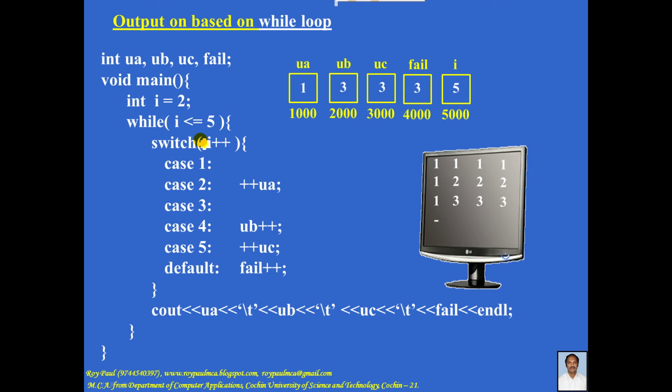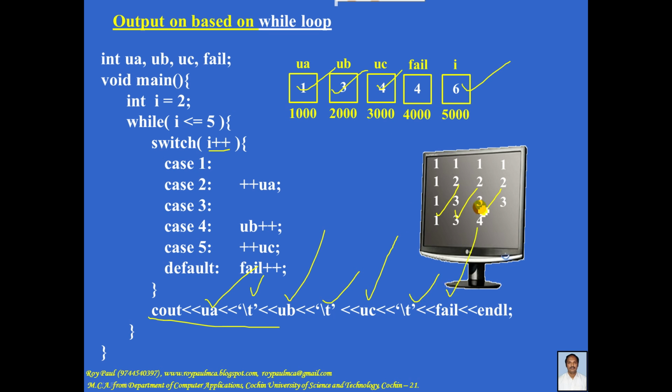Postfix, use and change. So I should be used for switch. What does I contain? 5. So 5 should be used for switch. Case 5, plus plus UC, plus plus, 3, 4. There is no break, default, fail plus plus, so 3 plus plus, 4. Now after that I plus plus, so 5 plus plus, I becomes 6. Here you get the next answer. Output operator UA contains 1, followed by 4 space, UB contains 3, followed by 4 space, UC contains 4, followed by 4 space, fail, your fail contains 4, and because of endl the cursor goes to next line.